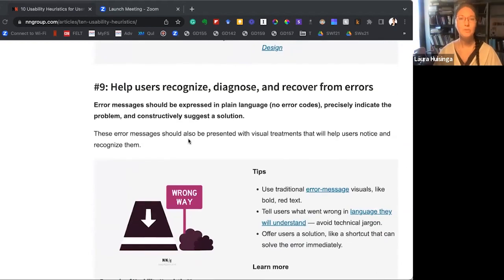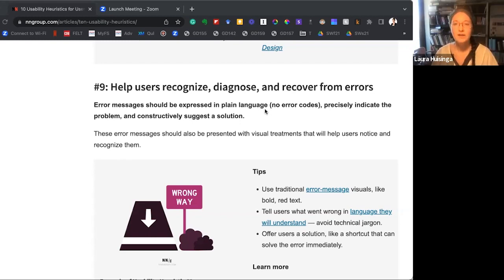Number 9, we want to help users recognize, diagnose, and recover from errors. Errors happen, right? Error messages should be expressed in plain language, not error codes, precisely indicate the problem, and constructively suggest a solution. If you make it so people don't understand how they can move forward, they may have to Google an error code to find a forum with a solution. Those extra steps are going to drive people away.